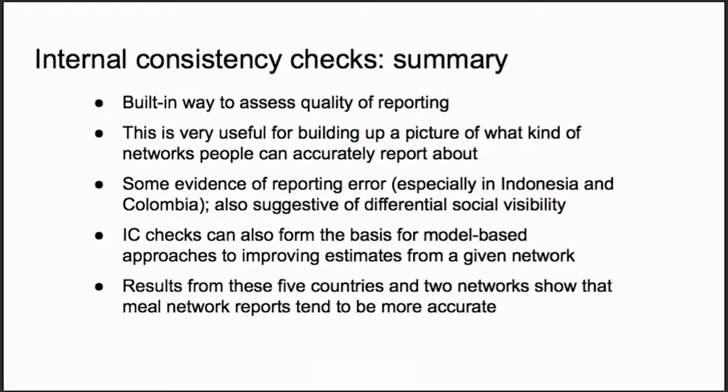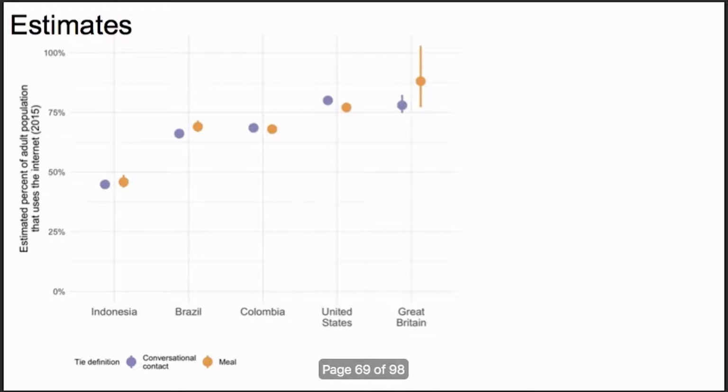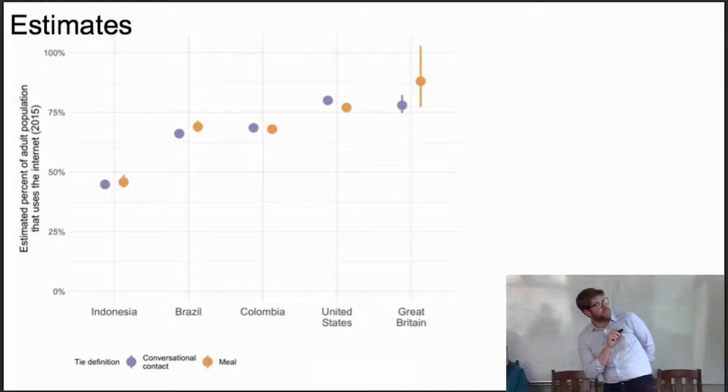So these internal consistency checks are really powerful. I think this is a big advantage of this approach because it's a way to detect when things have not gone perfectly right and to potentially improve over time the way that the studies are conducted. Just to go quickly, let me show you the estimates. So here we have the 2 tie definitions again, the conversational contact in blue, the meal definition in orange.